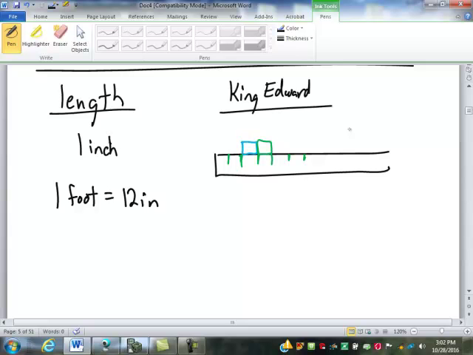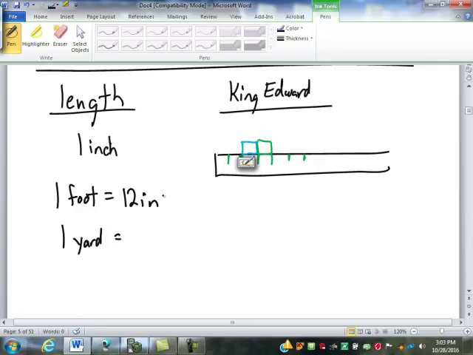We don't need to use hands for walls anymore because now we don't have to actually use our foot. We have a ruler that can measure that foot for us. So King Edward's move of declaring his foot being the official foot of the land actually made it so we didn't need some of those intermediate units anymore. Now, bigger than a foot, what's our next unit? Yard. The yard.